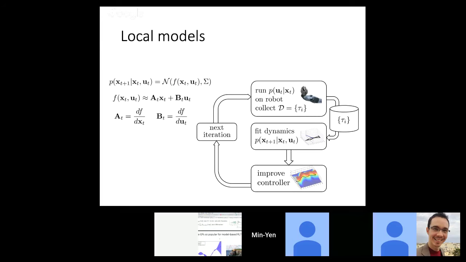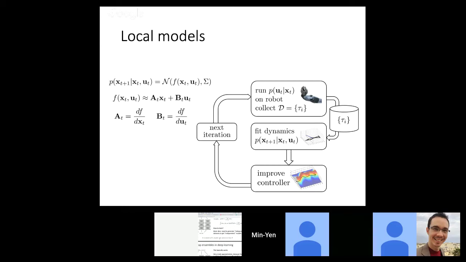So this is the procedure. We run the policy to collect some trajectories, we fit the linear dynamics to those trajectories, and then we use it to improve our controller, which is our local policy. And we need to add a bit of Gaussian noise. Like the first time, we need to add a bit of Gaussian noise as well, because otherwise, if this is deterministic, we couldn't find this linear relationship.